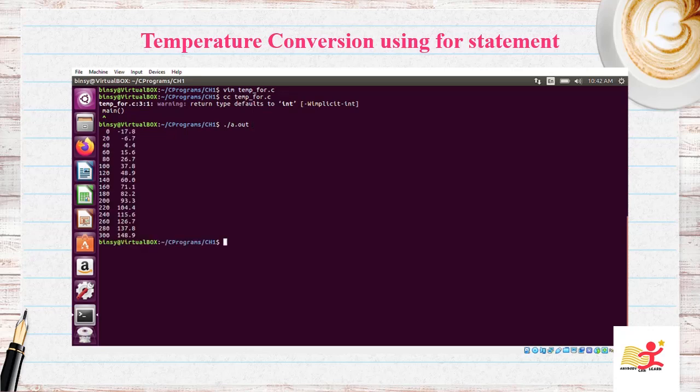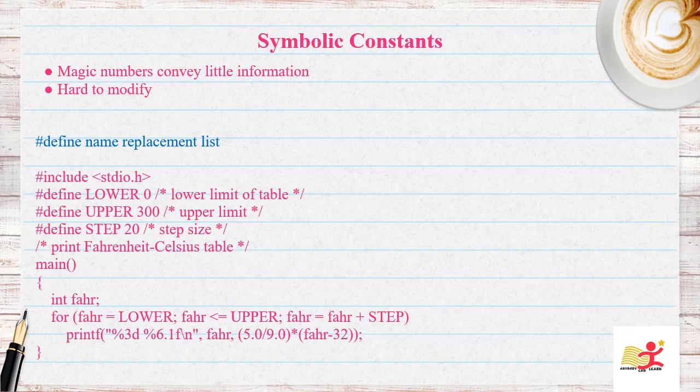So this means you can implement a program in different ways using different logics. In a program, you might have seen the usage of numbers for lower equal to 0, upper equal to 300, and so on. These numbers are called magic numbers. These magic numbers convey very little information to someone who might read the program at a later stage, and if you want to modify such a number which is used at different places, it is difficult to do the modification.